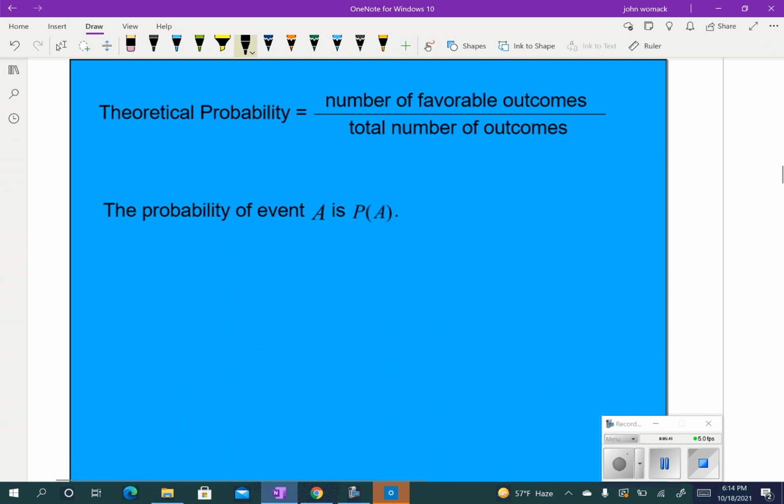So when you go to find probability, there's two different types. The first one is what we call theoretical probability. Theoretical probability you find without actually doing anything. You're just thinking about the number of outcomes and the favorable outcomes and how it works, but you're not actually performing the event. So what you do is you take the number of favorable outcomes over the total number of outcomes. The way we write that, the probability of event A is written as P(A). That means the probability of event A.